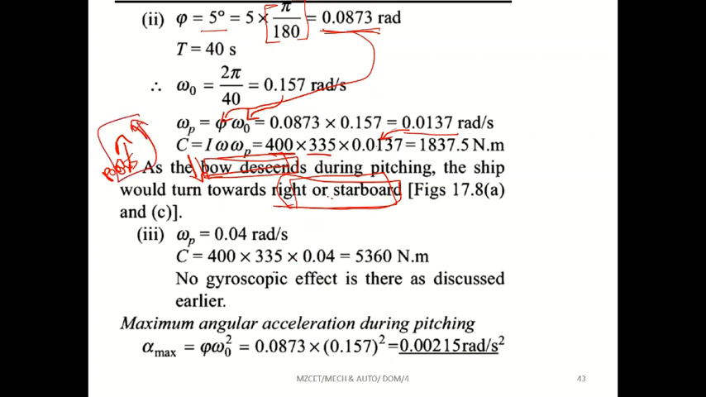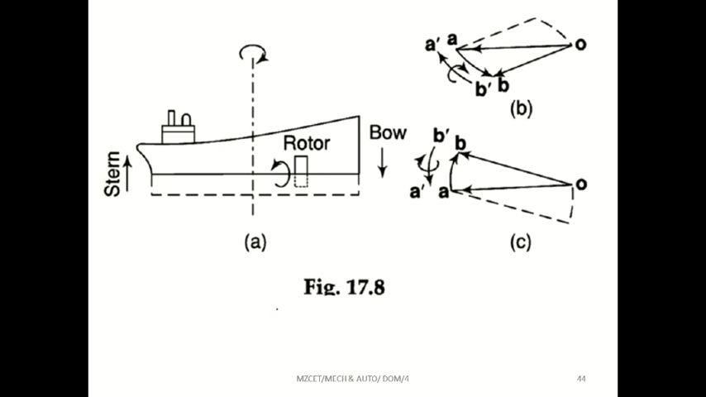Next, similarly find the answer for rolling also. Same method, omega into omega naught square. Same, and you get the answer. No gyroscopic effect. Solve all the three problems.